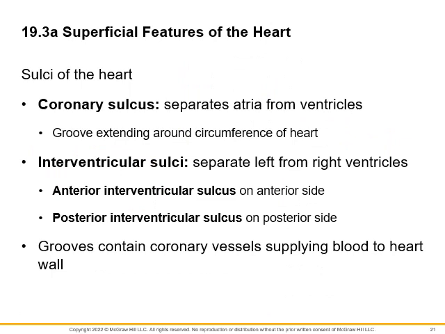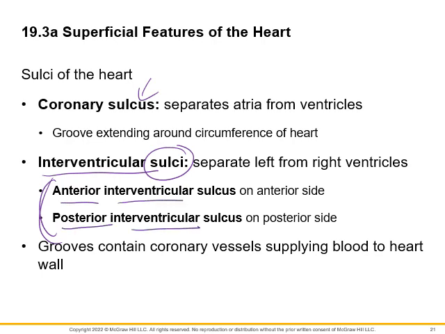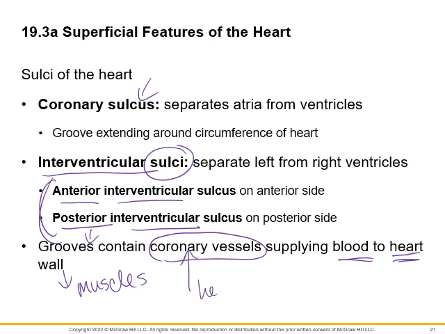We do have this structure called the coronary sulcus. This is going to separate the atria from the ventricles. So it's kind of a groove that extends around the heart. And then we're going to see these interventricular sulci. If you remember, sulcus was a shallow groove. So we're going to see anterior interventricular, posterior interventricular. These grooves are going to contain coronary vessels that supply blood to the heart wall. And when we say heart wall, hopefully we're thinking muscles of the heart. So if you see a coronary vessel, they're saying this is a vessel that feeds heart muscle.